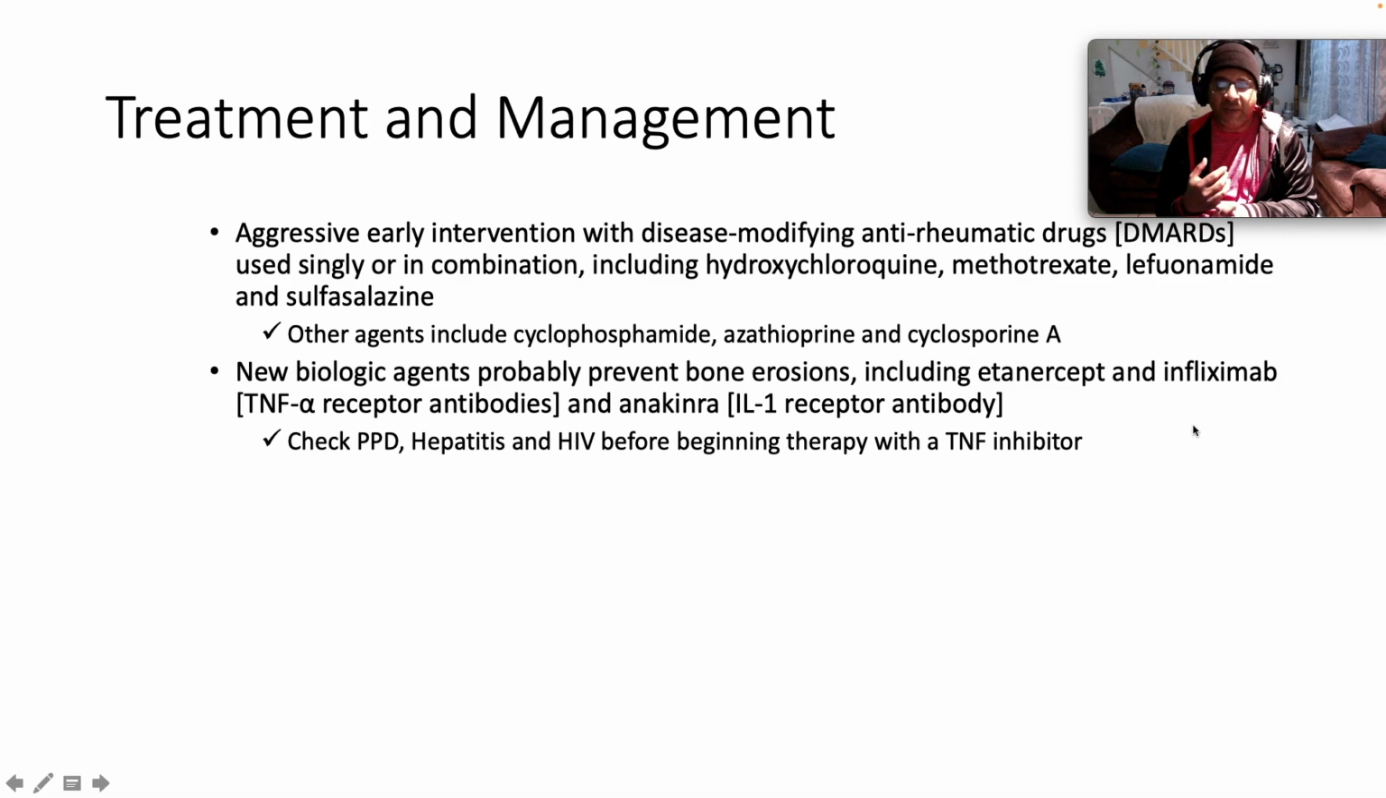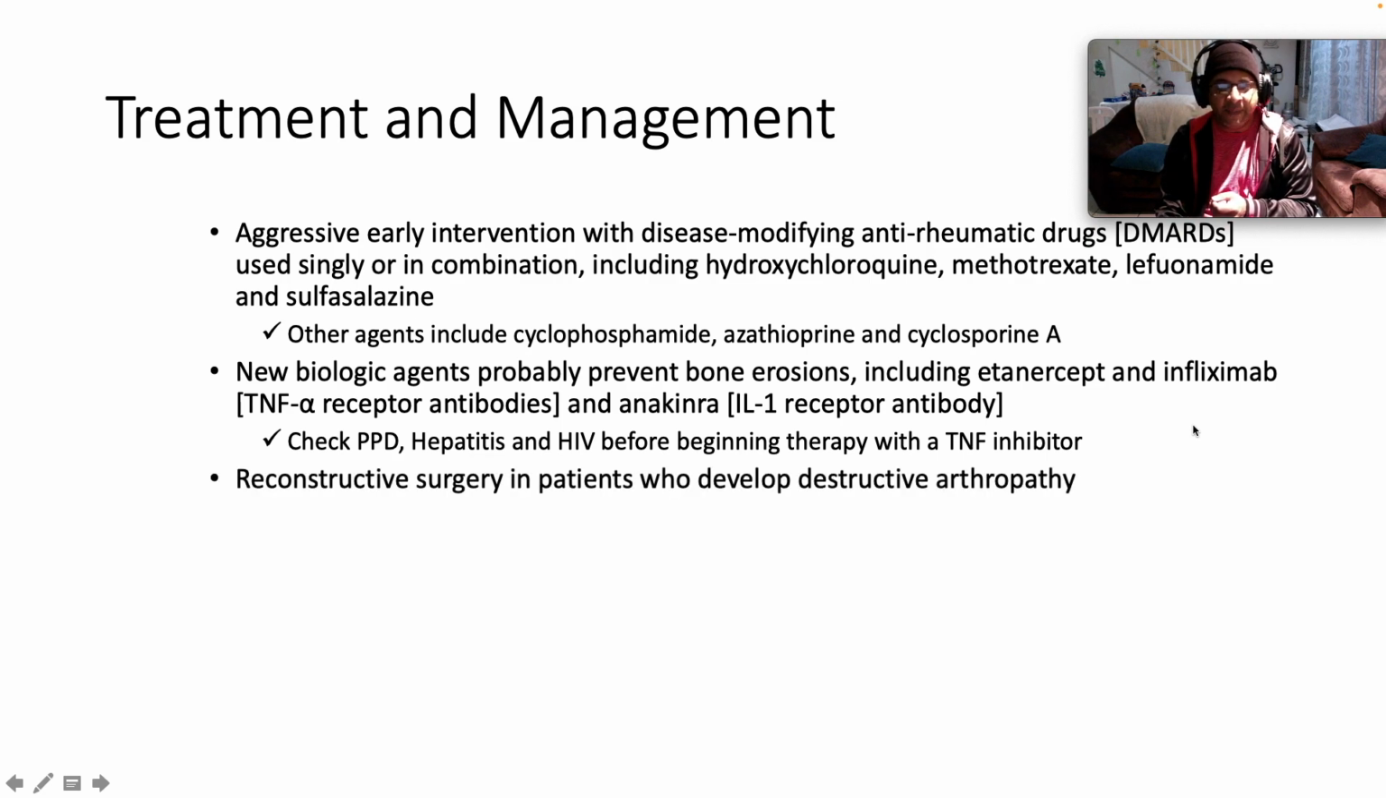So you check your purified protein derivative to exclude latent TB. You want to exclude hepatitis and HIV and active TB as well before you begin therapy with a TNF inhibitor. Reconstructive surgery in patients who develop destructive arthropathy.